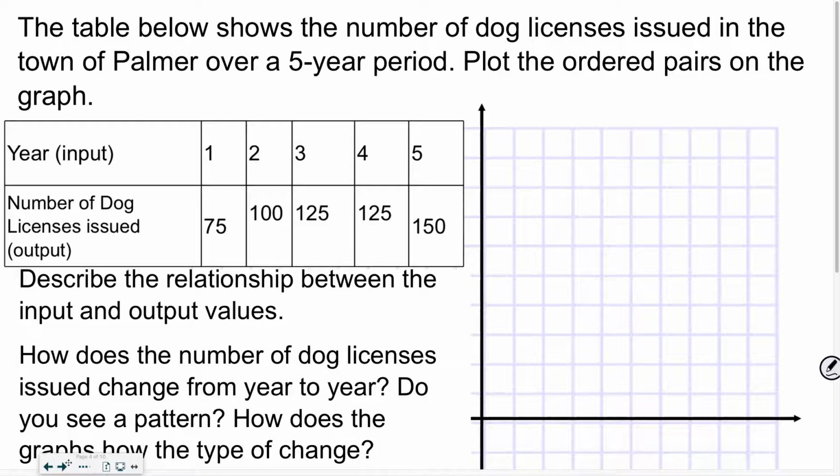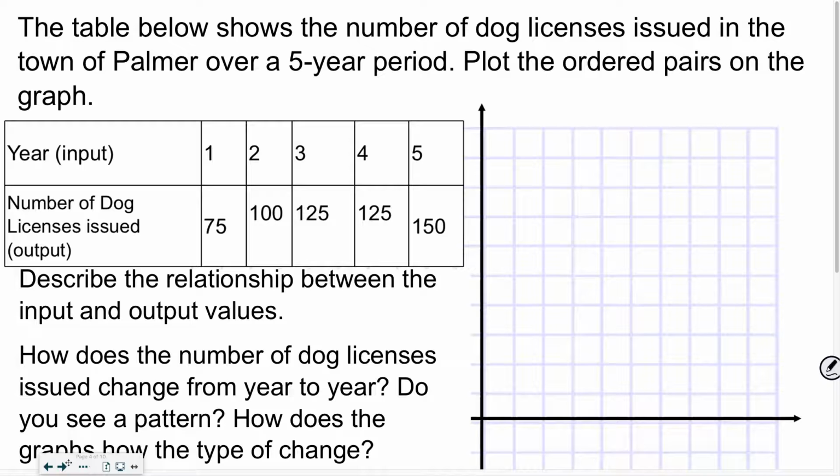Lewis says that every time we increase a year, we're getting 25 more dog licenses. Is that true? No, because 3 and 4 have the same. So what's the problem in year 3 and 4? They have the same output. Which means what? How many dog licenses were issued in year 3? The same number. So is that a pattern?